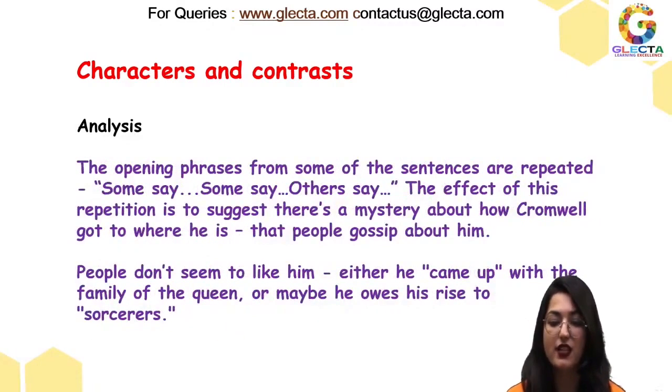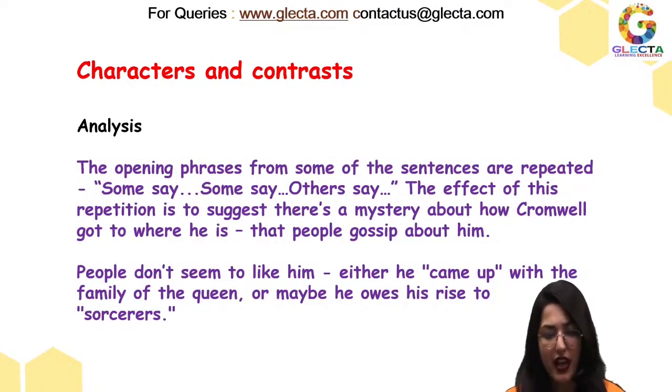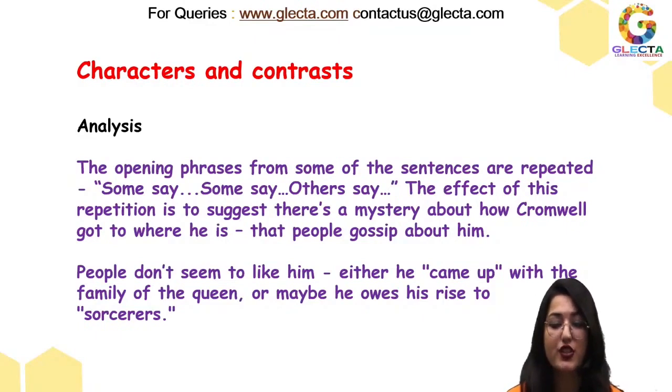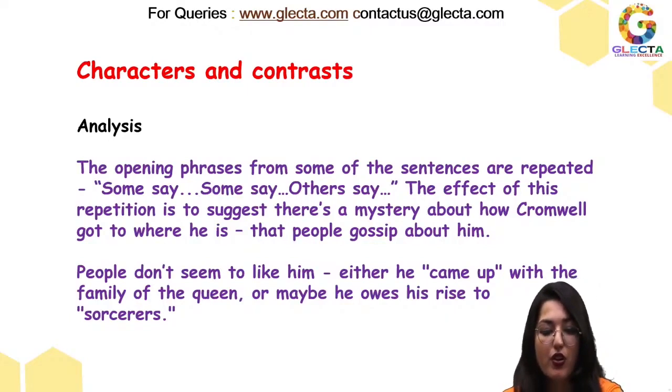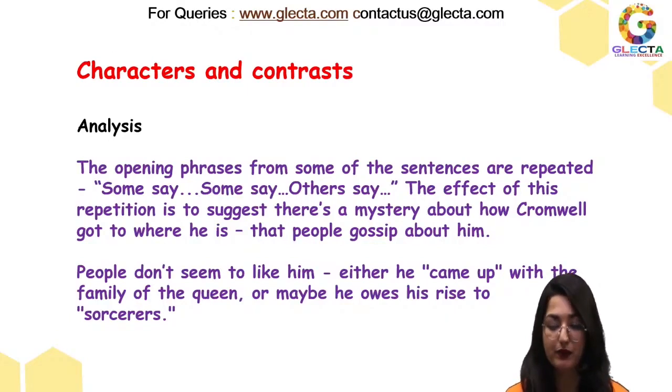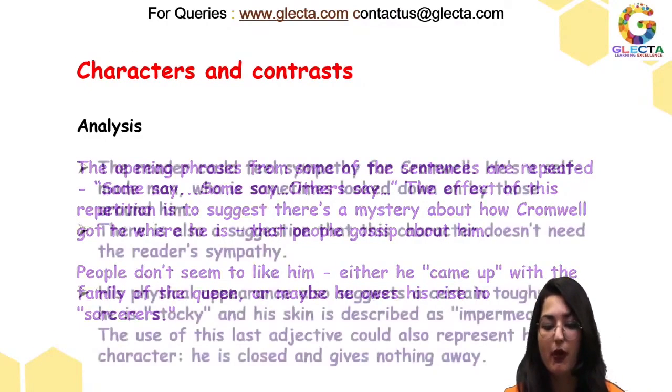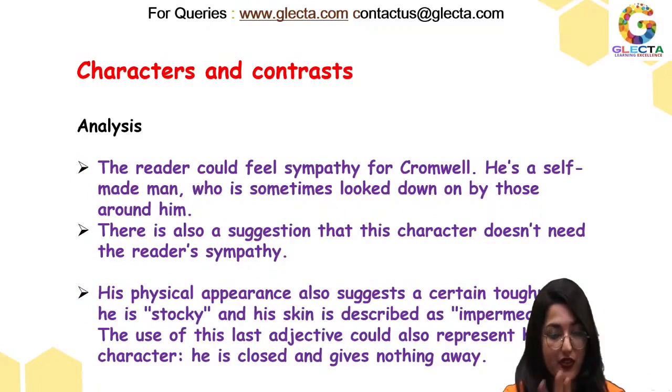The opening phrases of some of the sentences are repeated: "Some say," "others say." The effect of this repetition is to suggest there is a mystery about how Cromwell got to where he is, that people gossip about him. People don't seem to like him. Either he came up with the family of the queen, or maybe he owes his rise to sorcerers. So we have to understand these things and learn about the analysis of the extract itself.